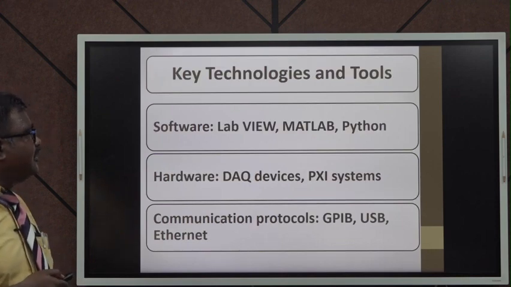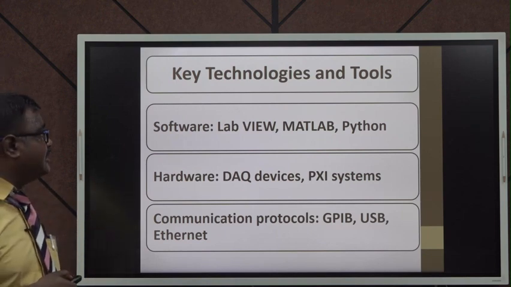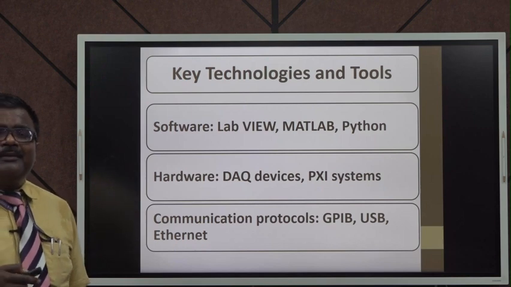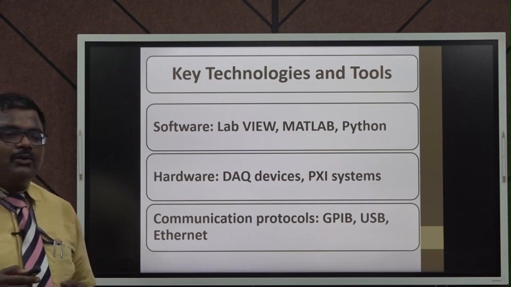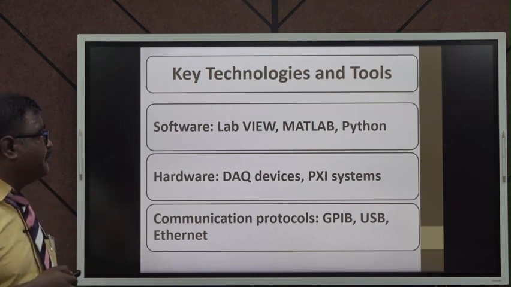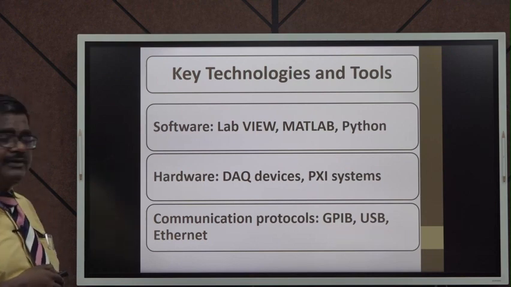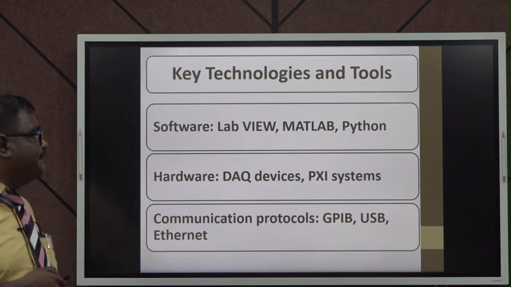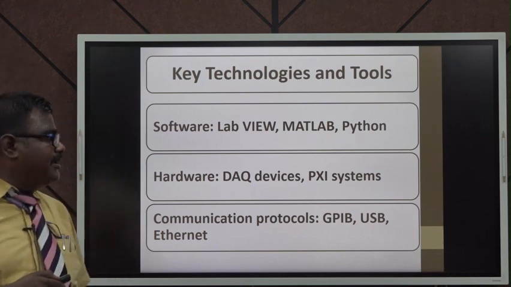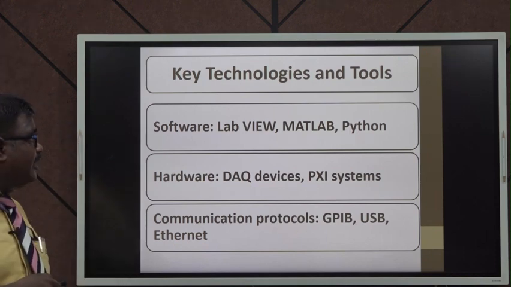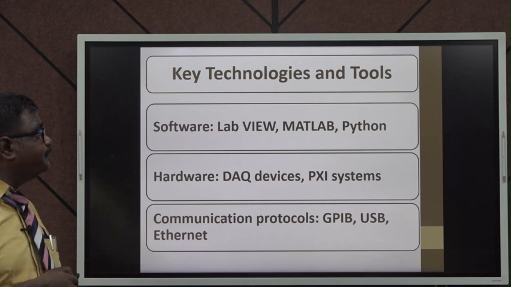So for using virtual instrumentation, we have one important software, that is nothing but LabVIEW, where it can be used for both software as well as hardware control. So it has LabVIEW, MATLAB, and we use Python. The hardware equipment that we use here is the data acquisition system and PXI systems. For communication protocols, we use GPIB and USB. So these are some of the software and hardware equipment that can be used in virtual instrumentation.